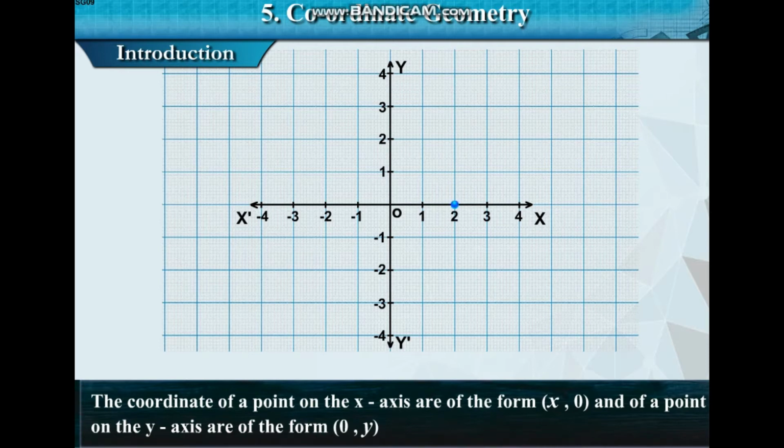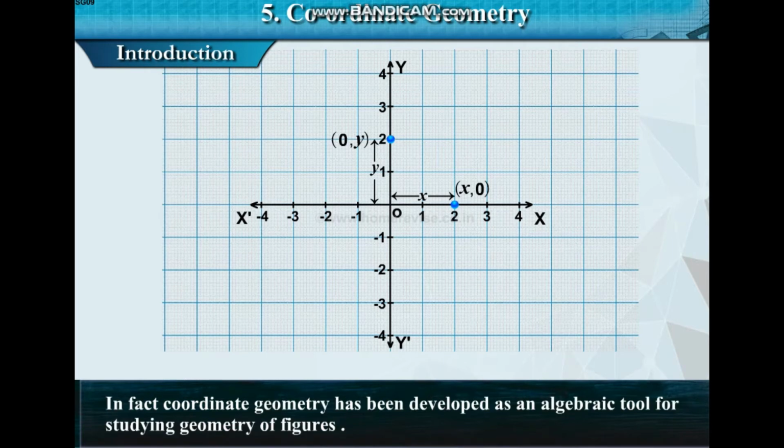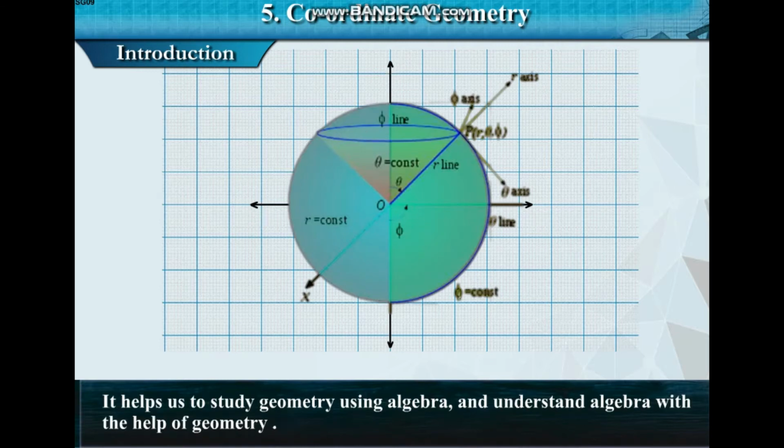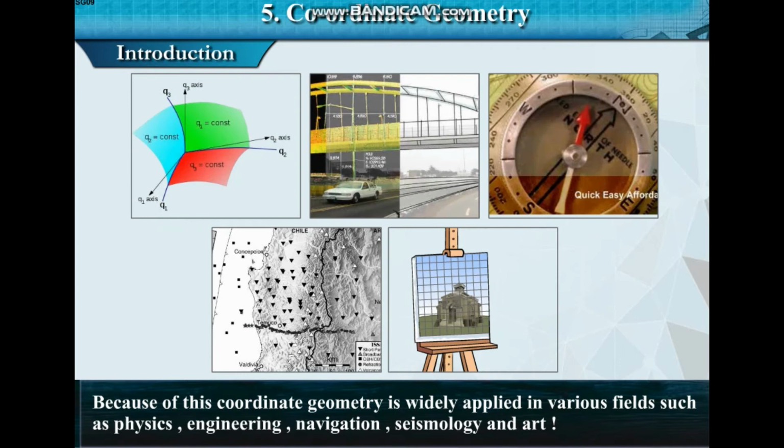The coordinates of a point on the x-axis are of the form (x, 0) and of a point on the y-axis are of the form (0, y). In fact, coordinate geometry has been developed as an algebraic tool for studying geometry of figures. It helps us to study geometry using algebra and understand algebra with the help of geometry. Because of this, coordinate geometry is widely applied in various fields such as physics, engineering, navigation, seismology, and art.